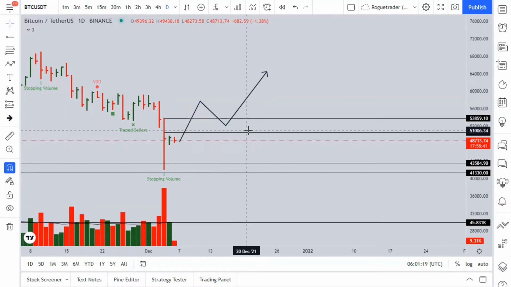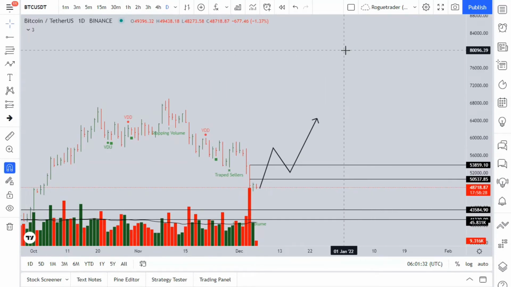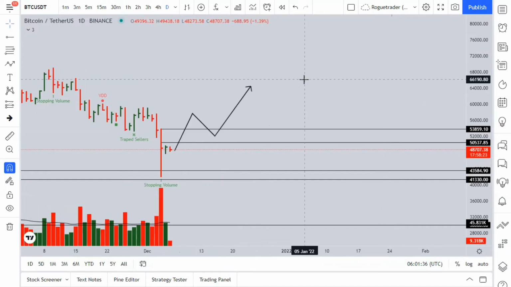Wait for supply being reduced. Make sure that supply is reducing right here. If the supply is reducing, we can definitely go for a buy. We can buy bitcoins at the right level. The next target for bitcoin will be around 80,000 USDT.